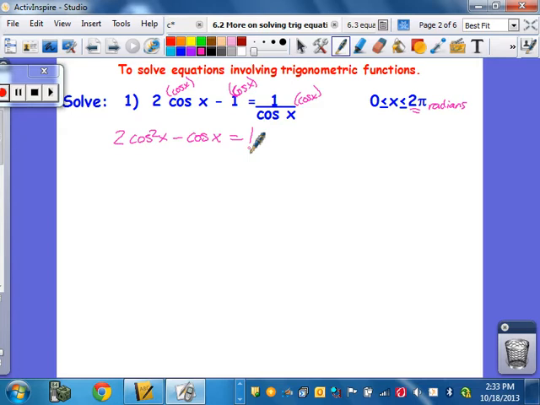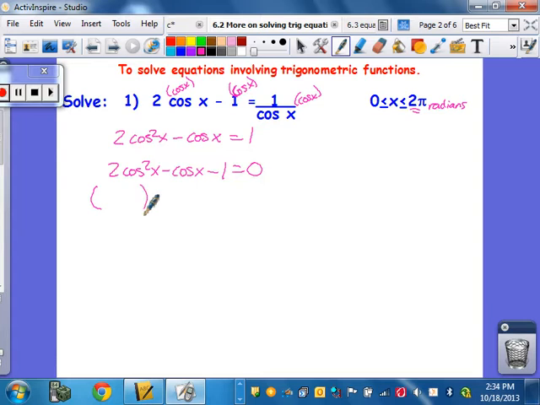I can't have anything in the denominator and solve it. So I multiplied it out. And now I'm going to subtract the 1 over. So I now have 2 cosine squared x minus cosine x minus 1 equals 0. Okay? And now I'm going to have to try factor it. I think I can do this. 2x squared minus x minus 1. I think that will work out just fine.